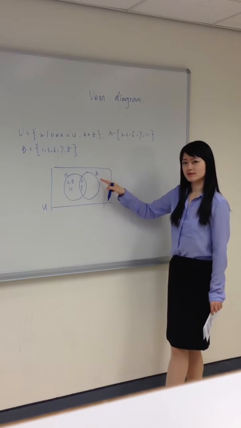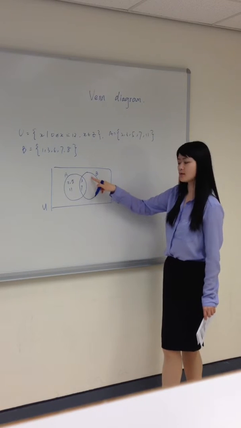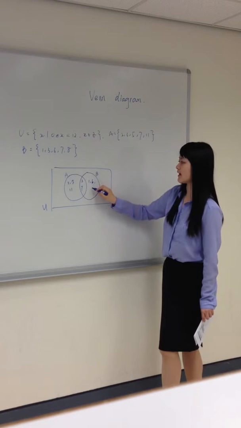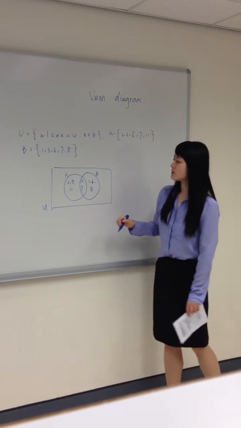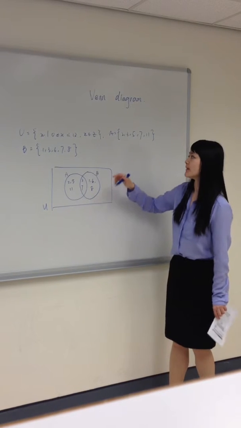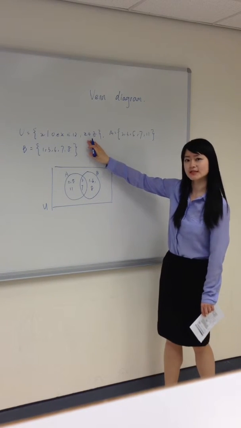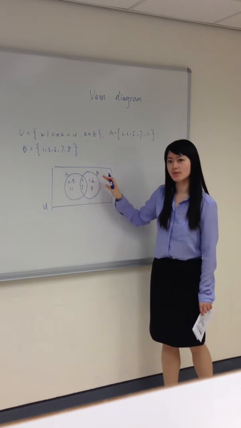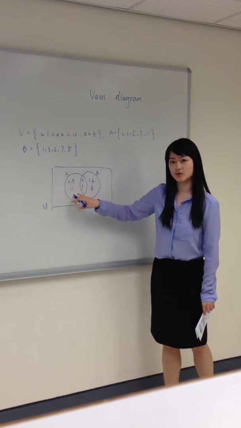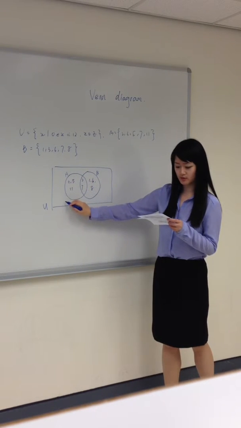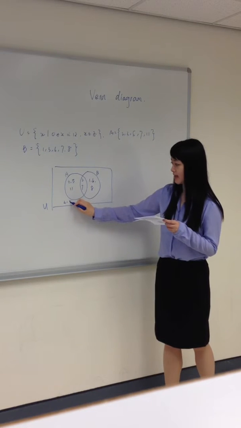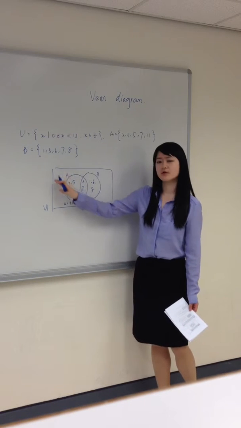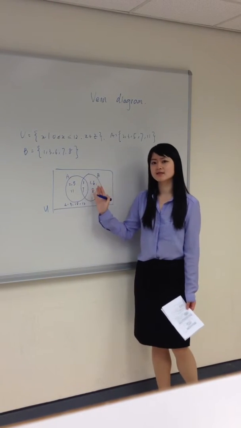We will do the same for the rest of set B. They will be this part, the rest of B, will be filled with 1, 6, and 8. Okay. Now, there are only 8 numbers here, but there are 12 numbers in the U, so we will write all other numbers that are not in set A or B in the remaining area outside these two circles. There are 0, there are 4, 9, 10, and 12. That's how we use the Venn diagram to show two sets that overlap.